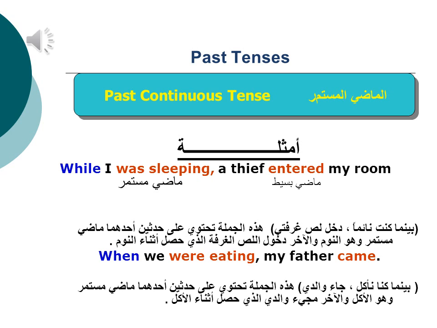Another example is when we were eating, my father came. The first tense is in the continuous form, that is showing the action of eating being continuous when suddenly my father came. Now, came is in the past simple because it interrupted a continuous action.